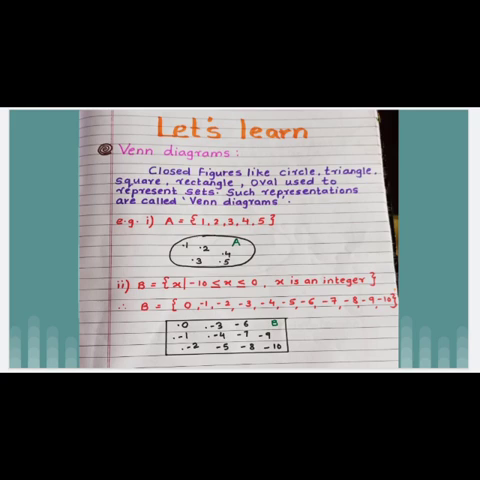Closed figures like circle, triangle, square, rectangle, oval are used to represent sets. Such a representation is called a Venn diagram. In short, when we use figures to represent sets, it is called a Venn diagram.